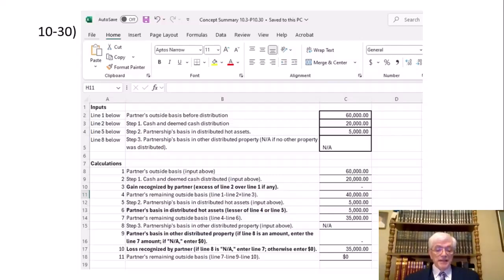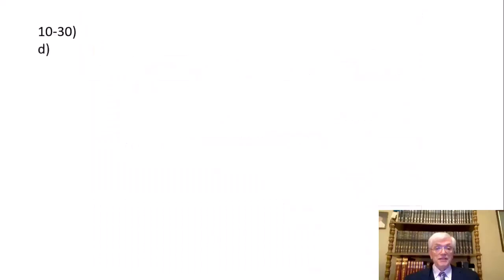So letter B, based on the information in your spreadsheet, how much gain or loss, if any, will Paula recognize on the distribution? The answer is a $35,000 loss. What basis does Paula take in the inventory? $5,000. Letter D, what happens if the partnership also distributes artwork to Paula with a basis of $1,000 and a fair market value of $30,000? Adjust the input section and explain your answer. So here's letter D.